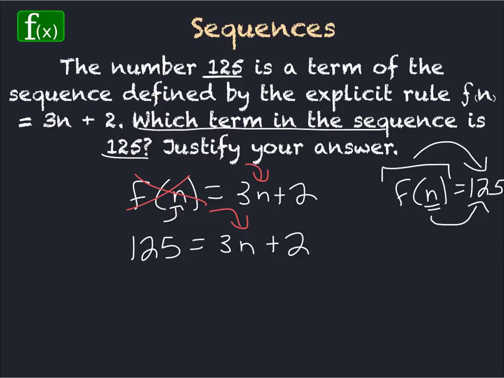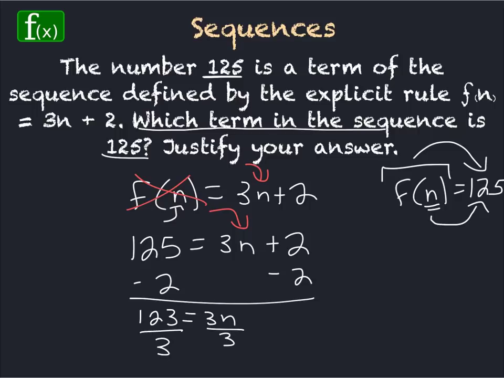That's all you would need to do. And you would solve this the same way you would solve any regular equation. You just subtract 2 on both sides, and then just divide by 3, and you would get your answer, which is n equals 41. So our position when our term is 125 would be 41.